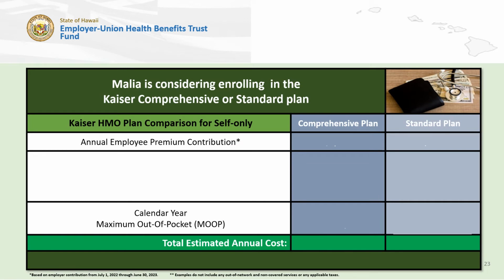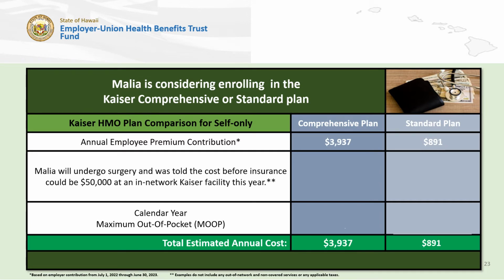In our last example, Malia is considering enrolling in the Kaiser Comprehensive or Standard plan for herself only. The annual employee premiums are listed here. Malia will undergo surgery and was told the cost before surgery could be $50,000 at an in-network Kaiser facility this year.